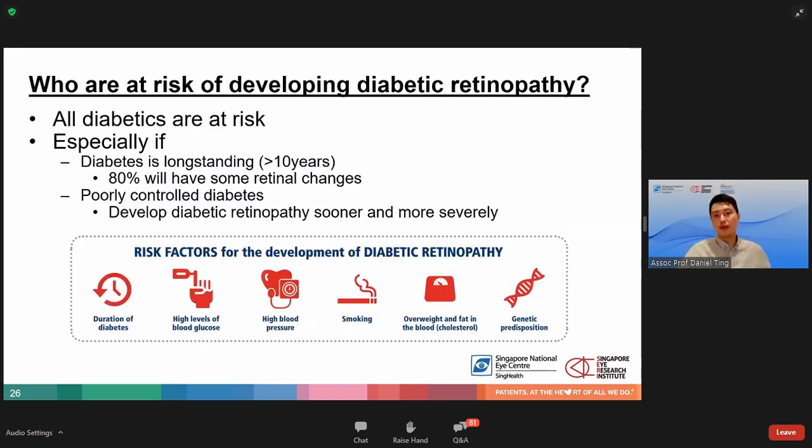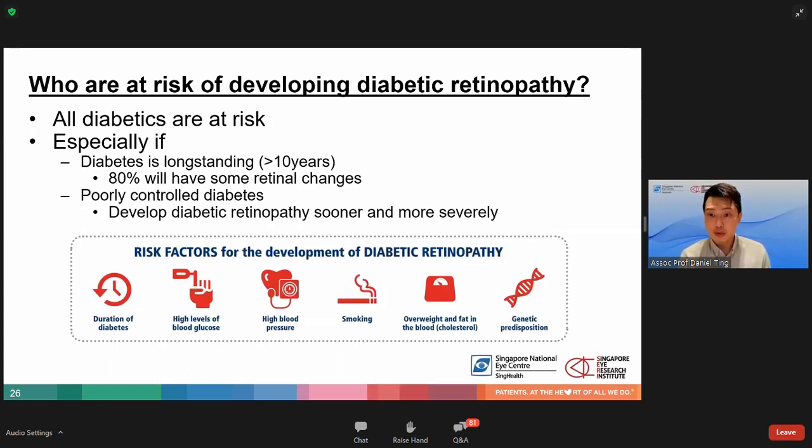So who is at risk of developing diabetic retinopathy? Essentially, all diabetics are at risk. And we know there are certain risk factors that make us extra concerned about a subtype of patients. If you have long-standing diabetes, essentially more than 10 years, we'll be very careful when we look into the eyes to check for any subtle changes in the retina. And for those who have poorly controlled diabetes, right?